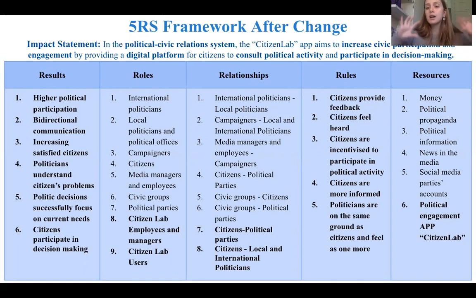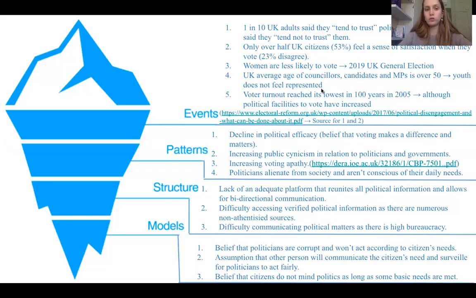And this has all led to a complete change in the rules and results, because there has been a shift in the mindset of citizens and politicians, and a shift in the paradigm. So now citizens provide feedback, they feel they are heard, they are incentivized to participate in political activity, and this is all leading to more political participation, bidirectional communication, satisfaction, politicians understanding citizens' needs and meeting them, and so on.